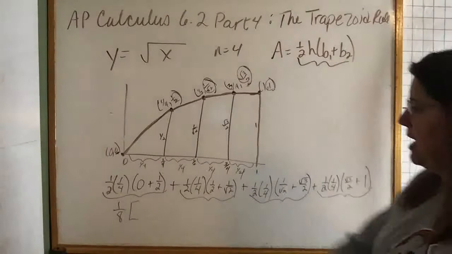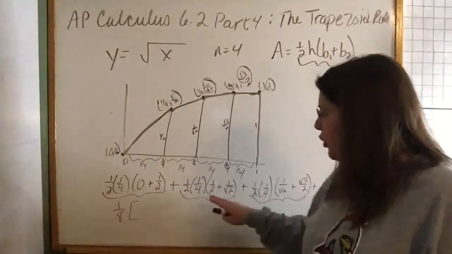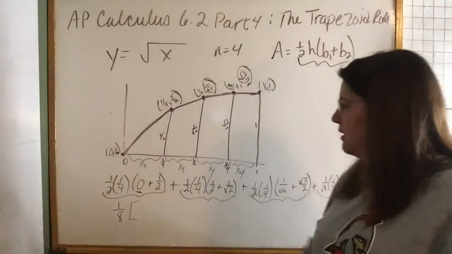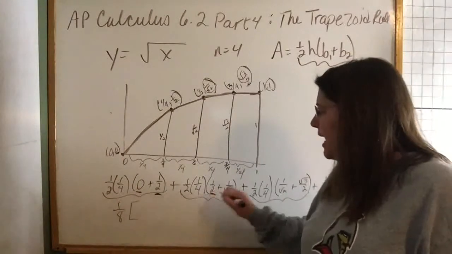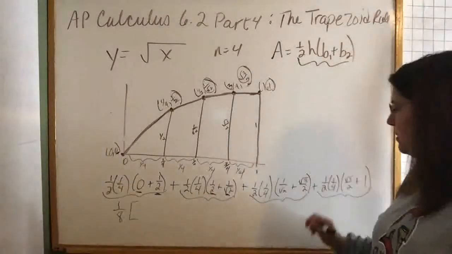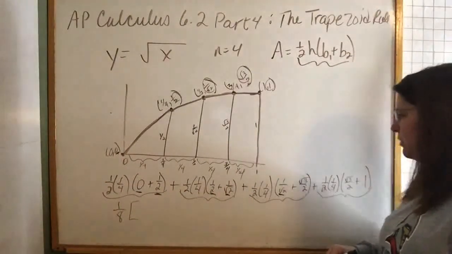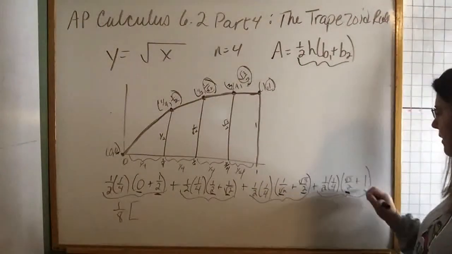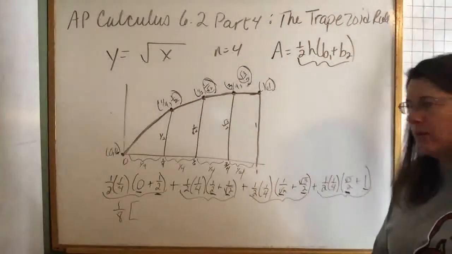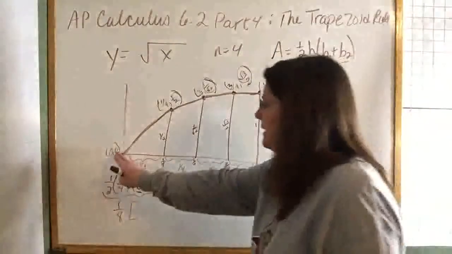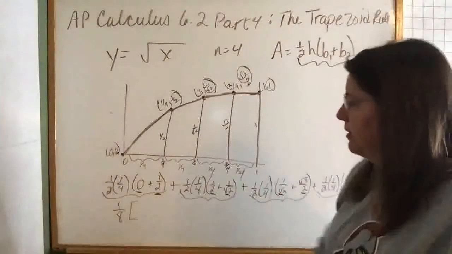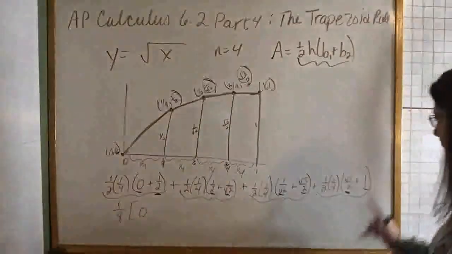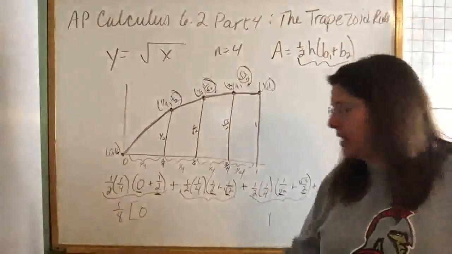Then notice in what's left of each term. This one has a 0. This one has a 1/2. This one has a 1/2. This one has 1 over square root of 2. This one has 1 over square root of 2. This one has square root of 3 over 2. This one has square root of 3 over 2. This one stands alone. So the outside lengths only show up once. So that 0 and that 1, I'm going to put those by themselves.